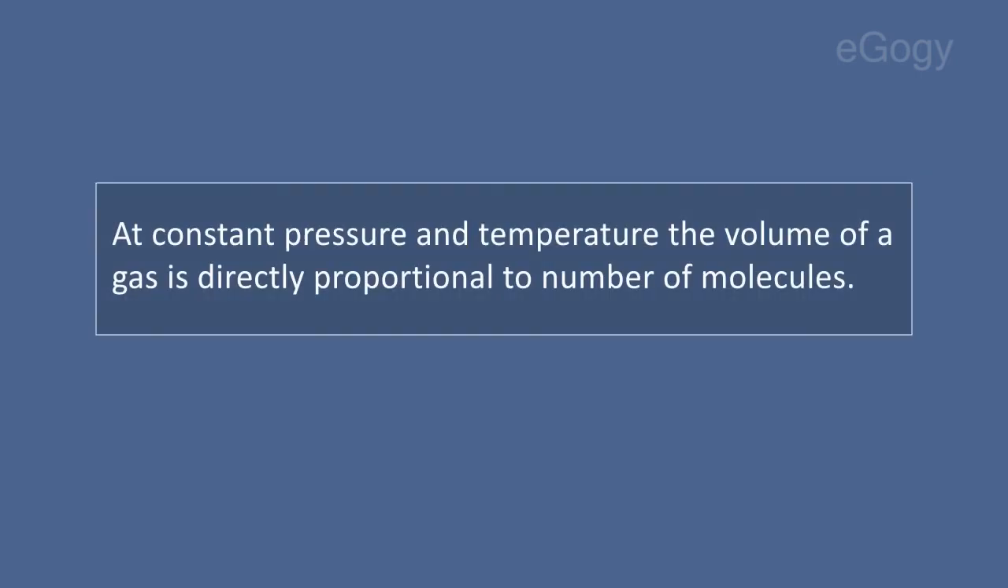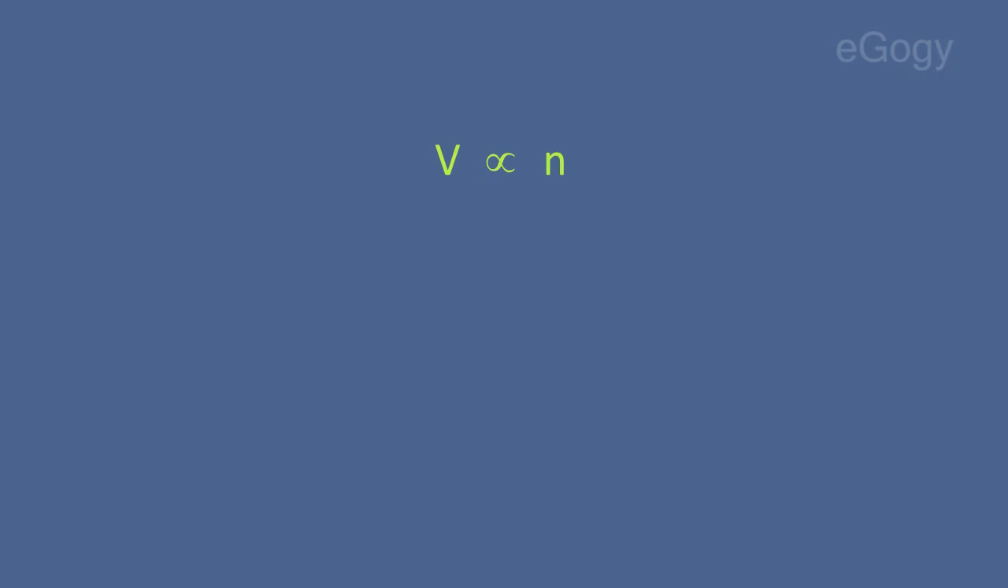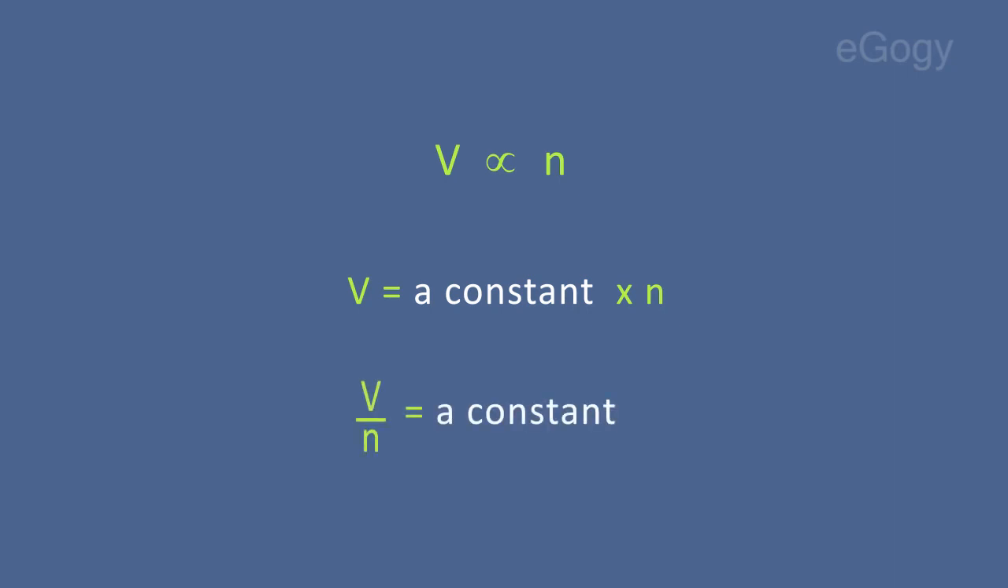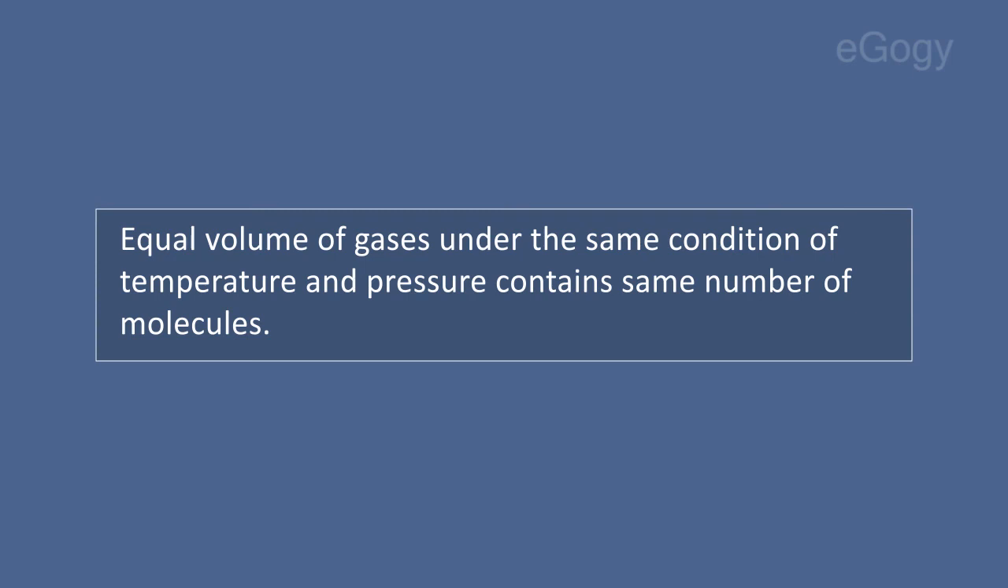At constant pressure and temperature, the volume of gas is directly proportional to number of molecules. This is known as Avogadro's law. V is directly proportional to N. V equals a constant into N. V by N equals a constant. Avogadro's law can also be stated as equal volume of gases under the same condition of temperature and pressure contains same number of molecules. Let us see some examples of gas laws in practical life.